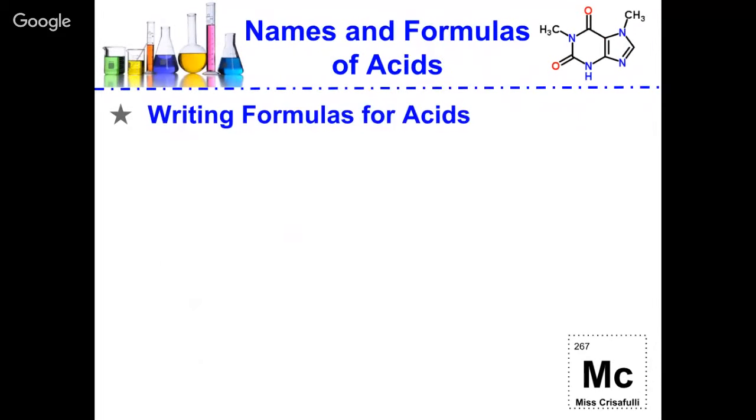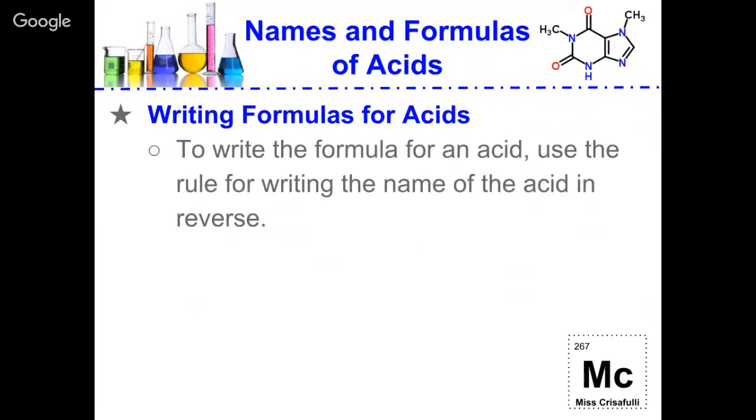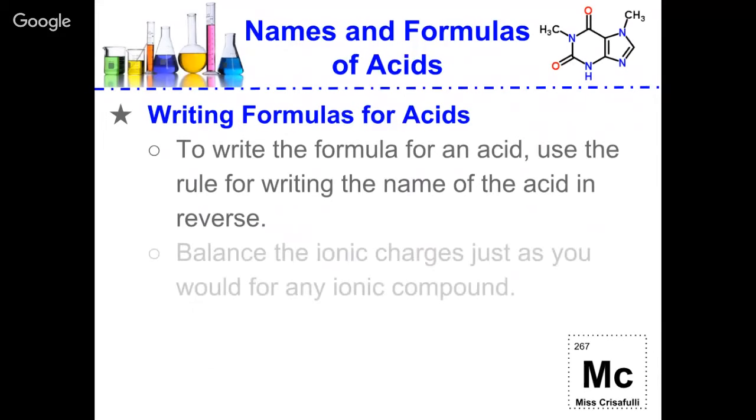When writing formulas for acids, we're going to do exactly what we did when we wrote the formula from the name, but we're going to go in reverse. So we're going to use the charge as neutral for all of these acids. Once we write our anion, we're going to add as many hydrogens to balance the charge.